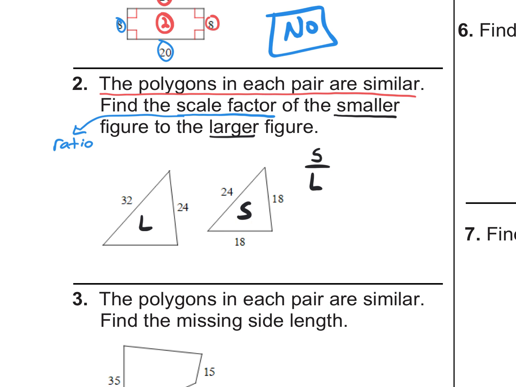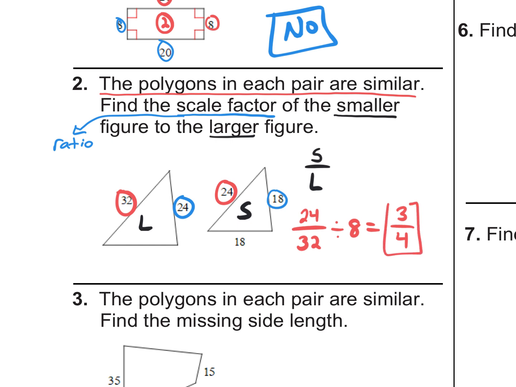What's a ratio I can create? I could do 24 over 32, or I could do 18 over 24. Either one, you will get the same answer because all ratios are the same. So if I do 24 over 32, what can I divide both these by? 4. Go higher. Yep, 8, which is 3 over 4. That right there is my scale factor. If you did 18 over 24, you would get the same answer.